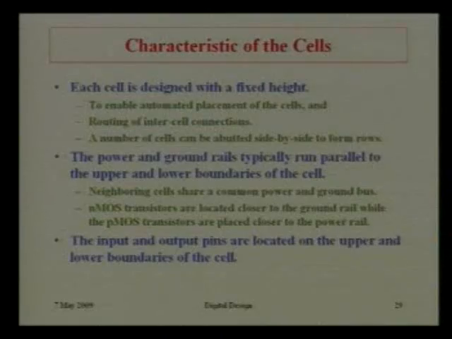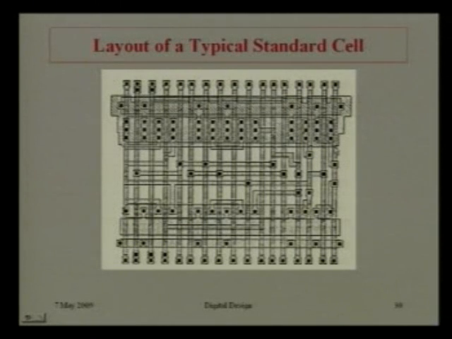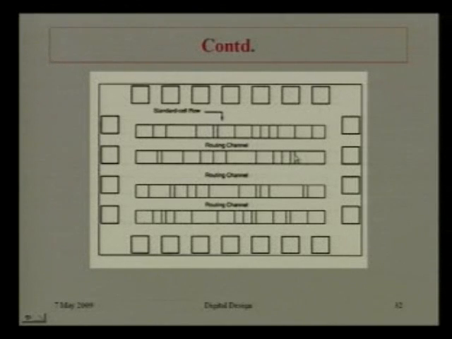So to enable automated placement of the cells and routing of inter-cell connections, a number of cells can be abutted side by side to form rows. I am showing it here. See the rows, and see there are some gaps here. This is called a standard cell row. Whatever you have selected is placed within that row, and this gap area is for the routing channel.